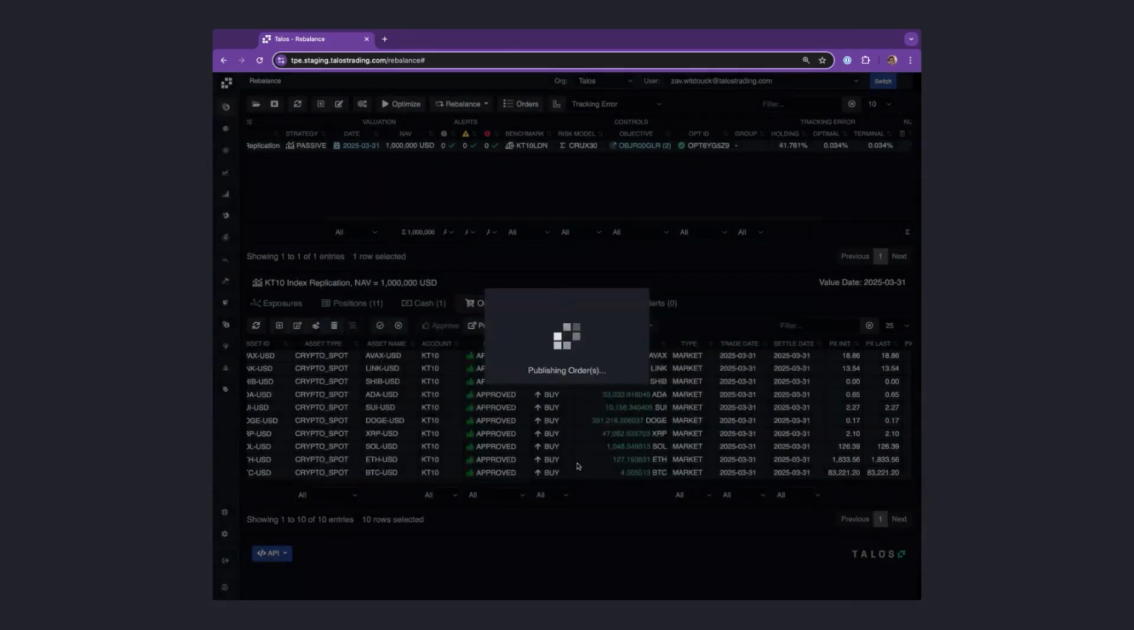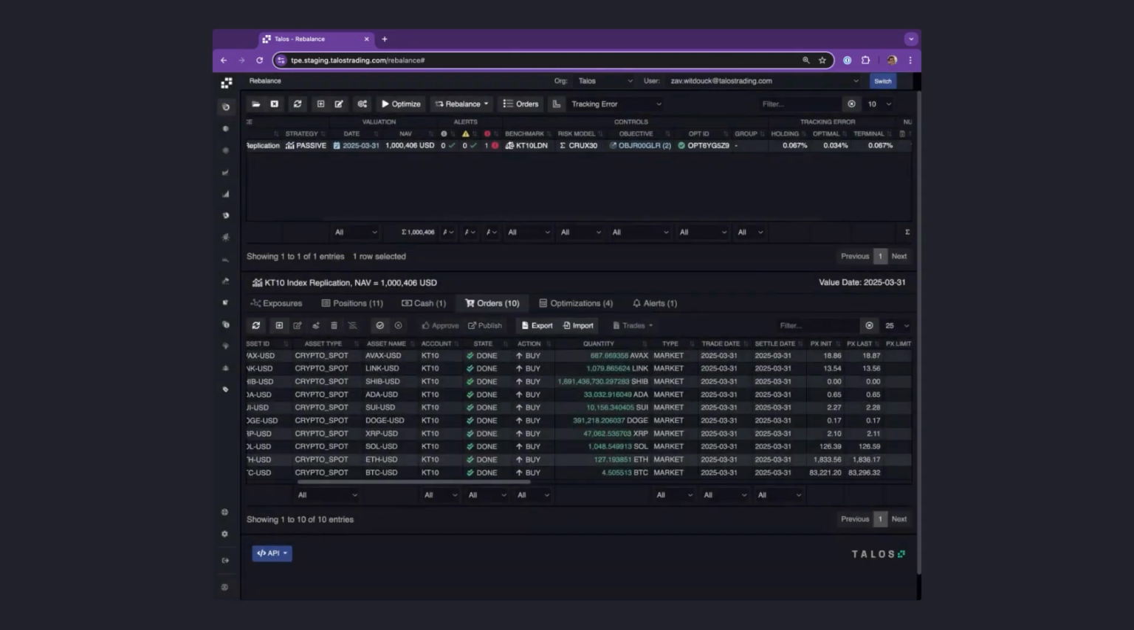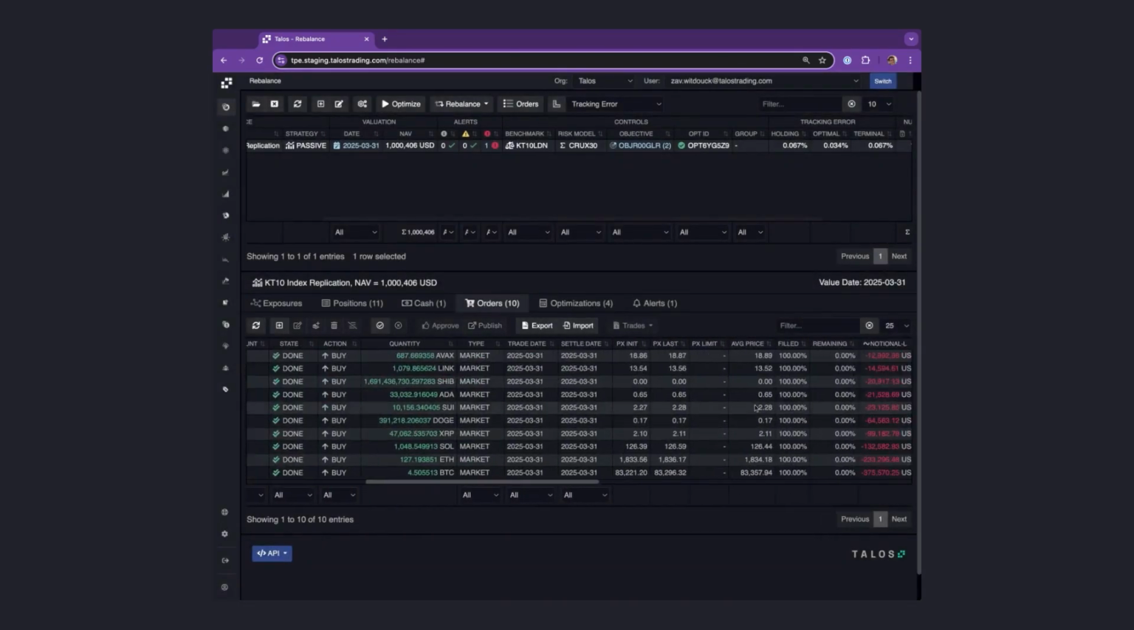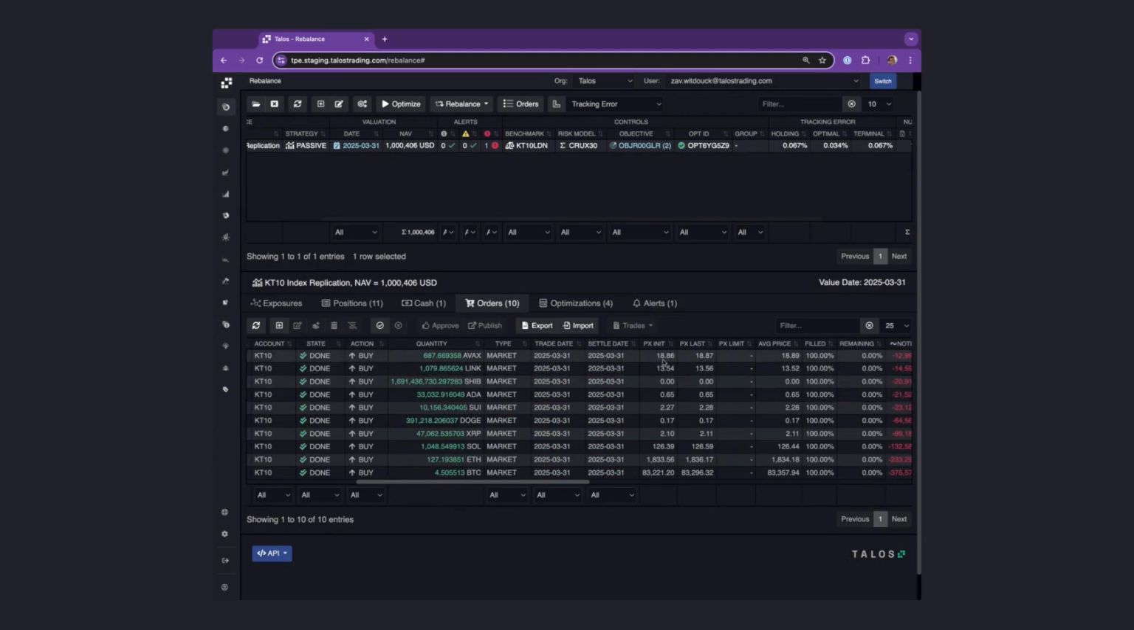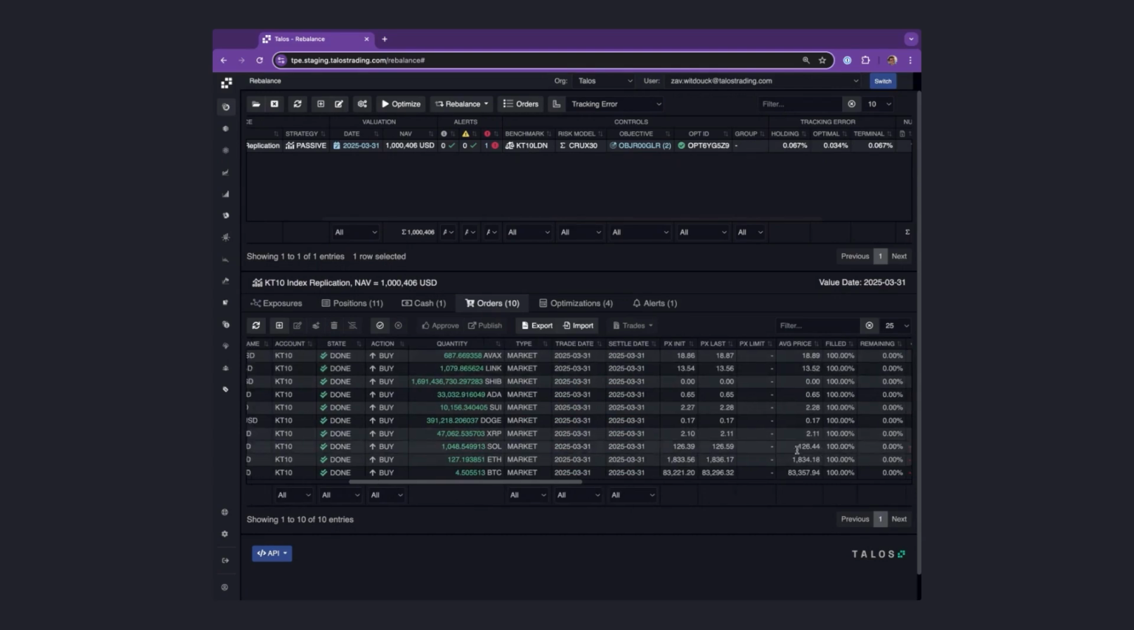And if I click OK now, it'll essentially send these orders to the Talos trading platform. And since these were market orders, these should effectively just get done immediately. And so you can see these orders are now all executed. I can actually see the average prices that I got filled at. So if we look at AVAX here as an example, this first one, we sized the order at 18.86. We got filled at 18.89. So a little bit of slippage there.